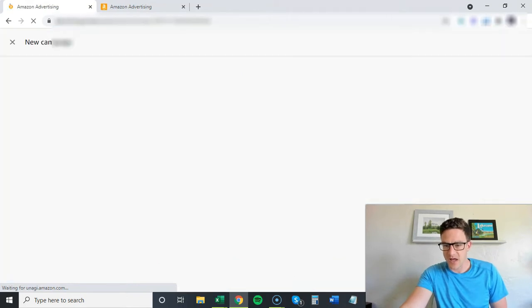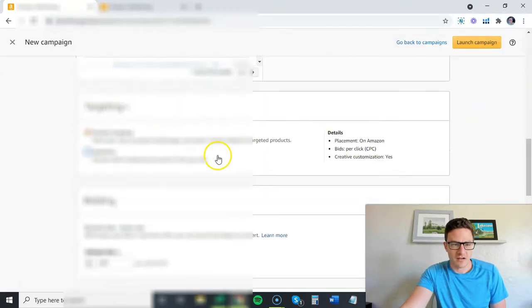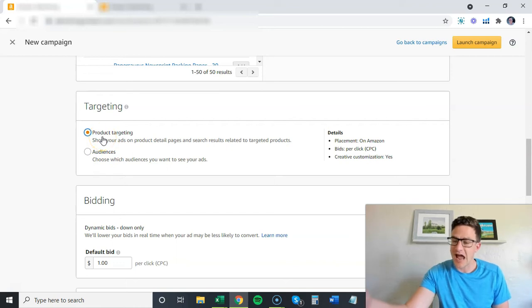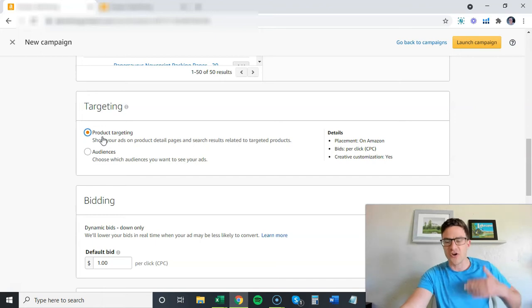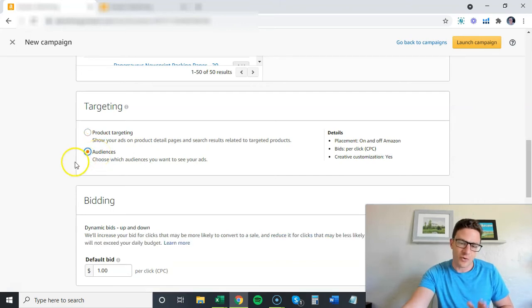Let's make a new ad. Okay? Sponsor display, new campaign. We're going to come down here. We are going now. Product targeting, sponsor display. Everyone should have this set up. This is where you target other competitors. You target your own ASINs for defensive product targeting. Boom, simple enough. Audiences. Audiences has been here for a while.